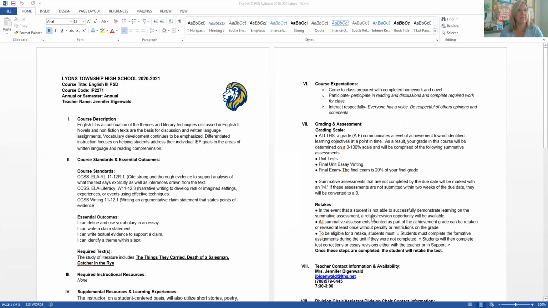Retakes are available for students, but in order for them to be eligible for a retake, they have to have completed all of the required weekly assignments, and they will set up a time to meet with me, and we will go over the original assessment and see what things they need to work on in order to do better on the next assessment. So again, retakes are definitely available for students who meet the criteria for a retake.